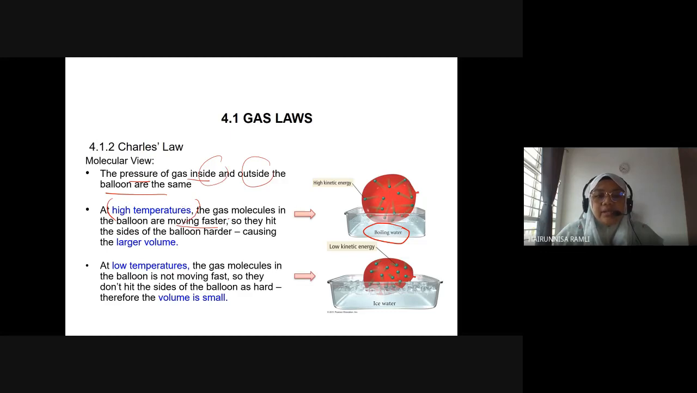So for high temperature, when we talk about movement, normally we relate it with kinetic energy, whether in cold water or hot water. Movement involving temperature is actually related to kinetic energy. So here, high temperature, moving faster, so they hit the sides of the balloon harder. Imagine pushing, so the balloon becomes wider, bigger, causing a larger volume. While for low temperature, it's the opposite: they're not moving fast, so they don't hit the sides of the balloon as hard, therefore the volume is small.